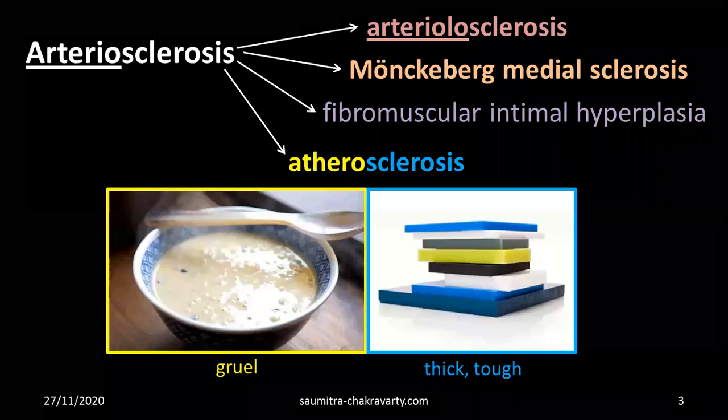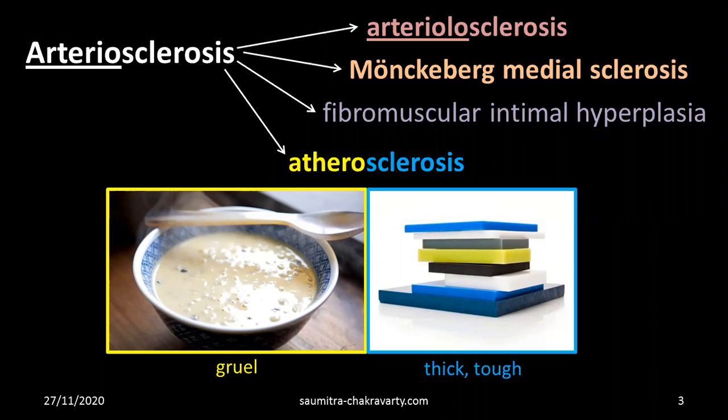Another category is fibromuscular intimal hyperplasia. This is a reaction pattern. It's some kind of response to injury, or to growth factor. But for this lecture, we are going to focus on one specific type of arteriosclerosis, that is atherosclerosis.